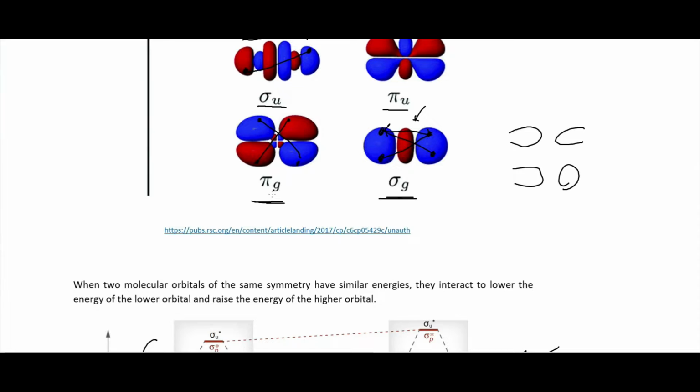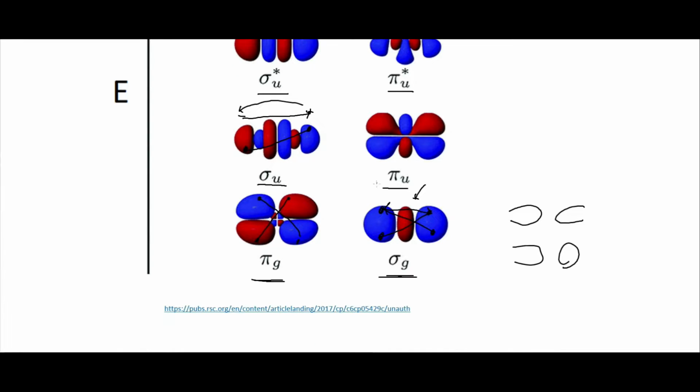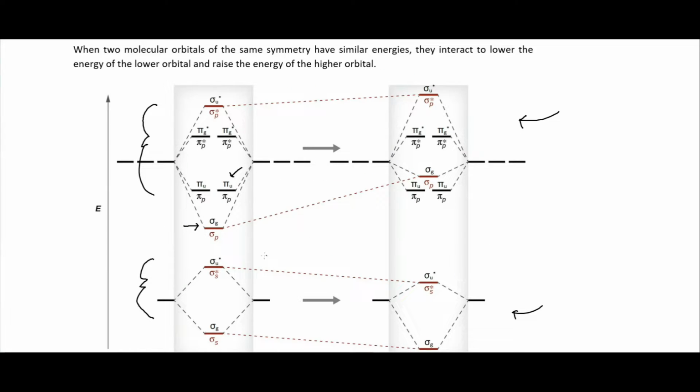So the pi u, which is this up here, that's higher energy. So we would expect that to be higher than the sigma g, but because of this orbital mixing, these sigma g's right here are actually getting pushed up higher than these pi u's here, and so we end up with this kind of being above those for some of our elements here.